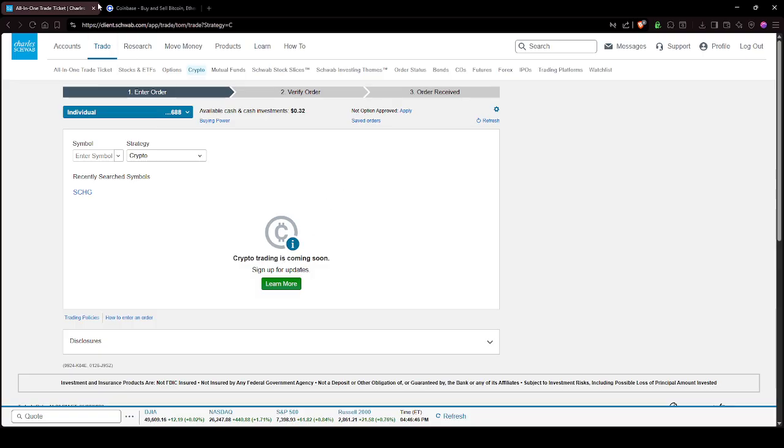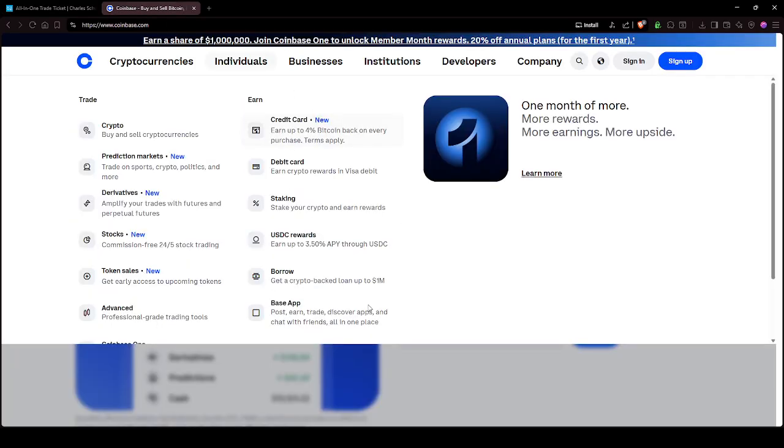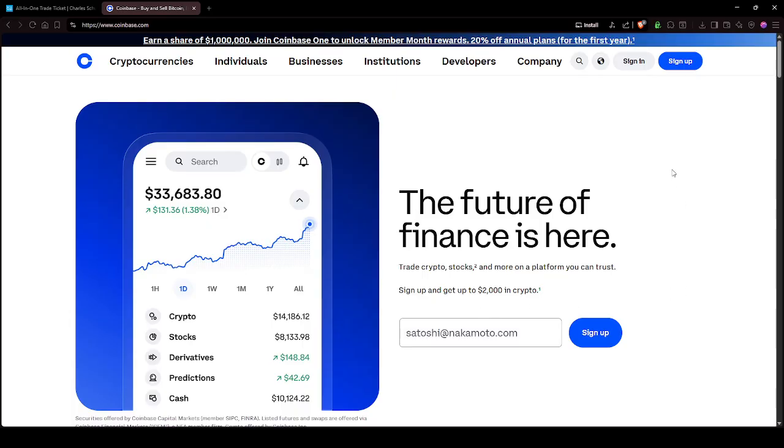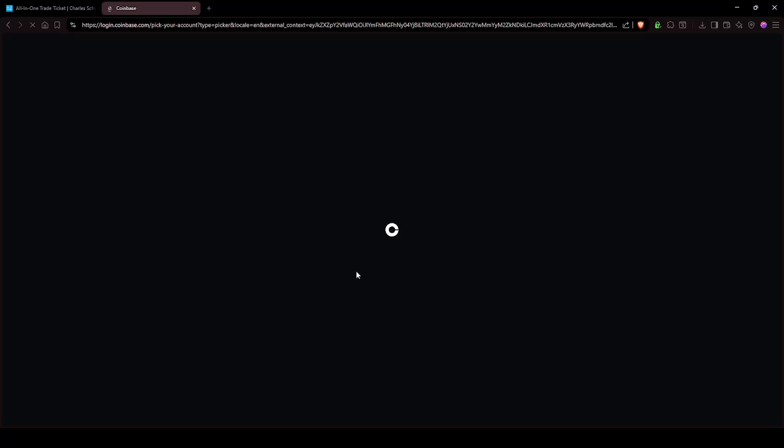First, you should open an account on a cryptocurrency exchange that allows you to buy Bitcoin, such as Coinbase or Kraken. Visit their website and sign up for an account. During the registration process, you will need to provide some personal information, including your email address and a valid form of identification. Once you have completed the registration, verify your account by following the instructions sent to your email.